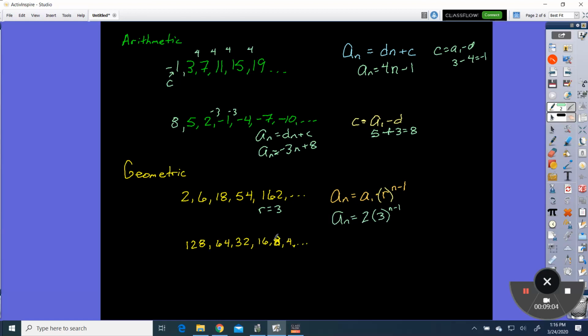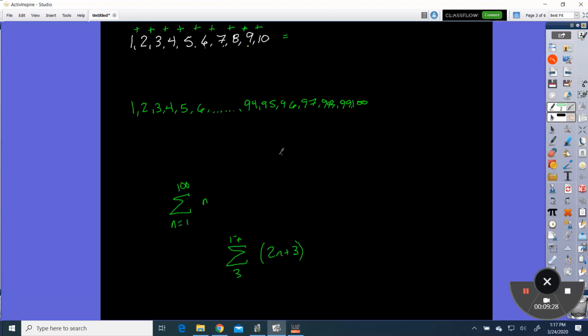Now on this one, it might be easier to start at the end. 4 is half of 8, 8 is half of 16, 16 is half of 32, 32 is half of 64, 64 is half of 128. So that means r is 1/2. So a_n equals my first term, which is 128, times r, which is 1/2, to the n minus 1 power.